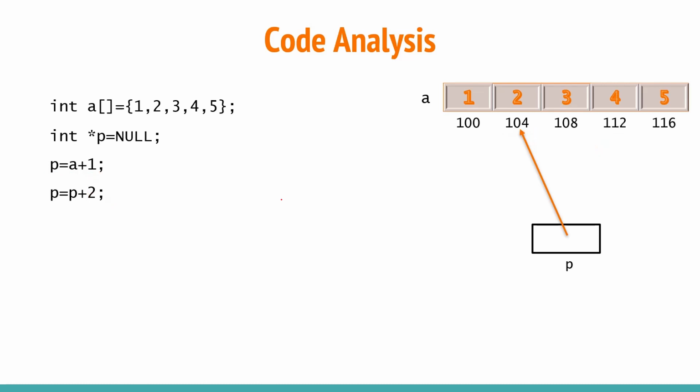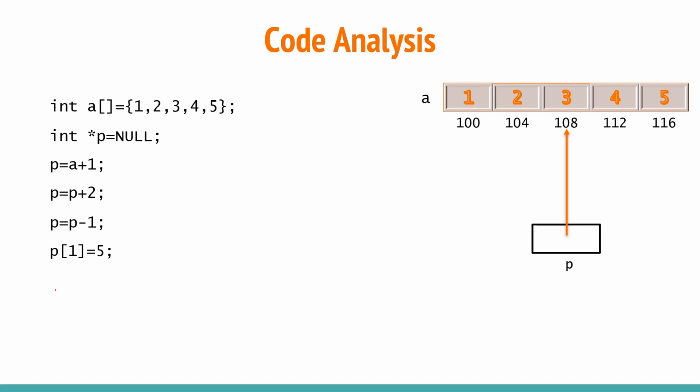So what happens when p equal to p plus 2 gets executed? Now p points to the element of the array at address 112, which is the value 4. Next, what if I write p equal to p minus 1? This is very easy to understand. Now p will point to the value 3. This is shown here.